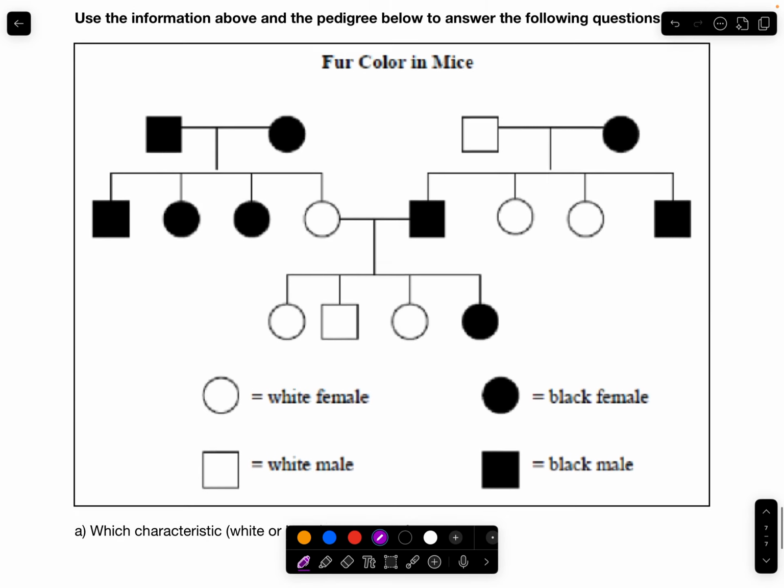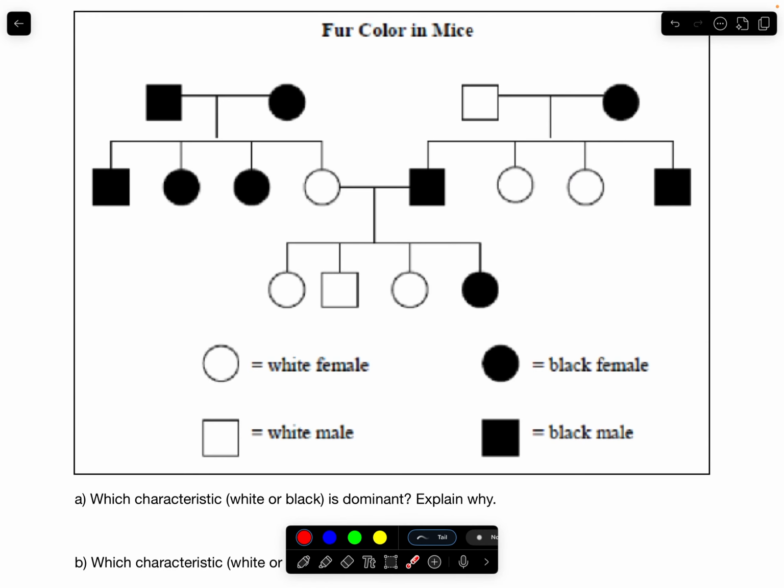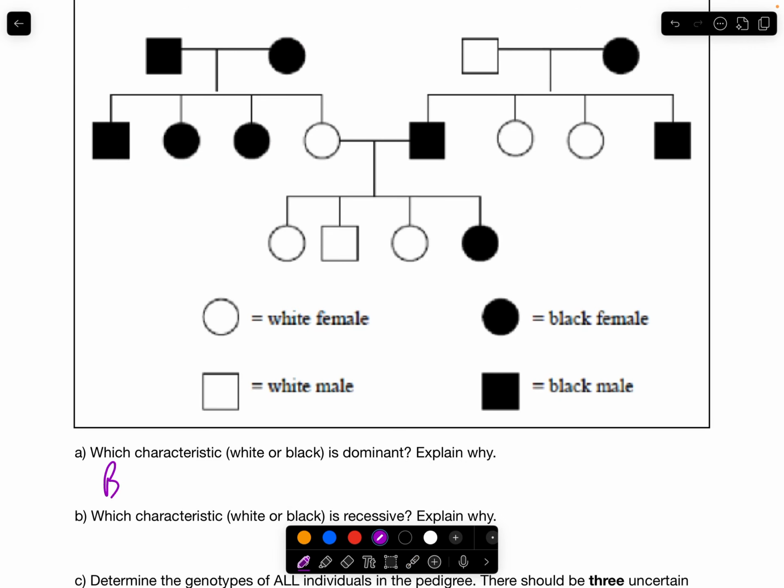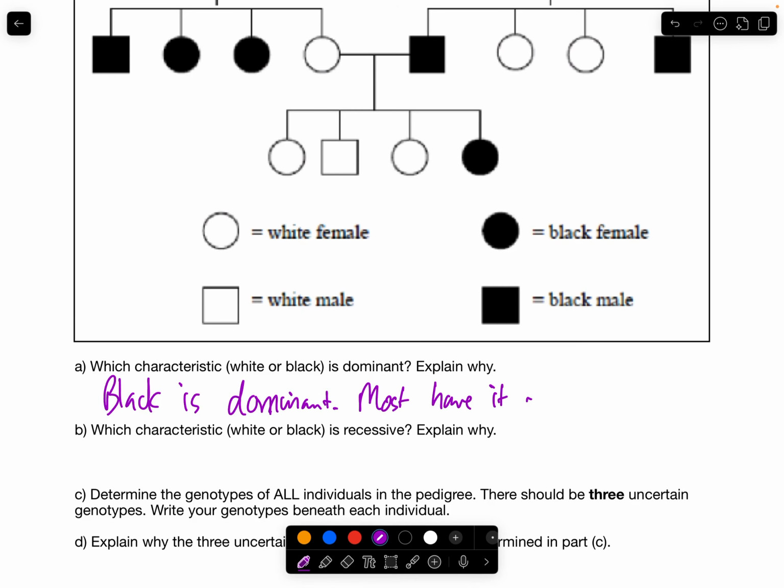Which characteristic, white or black, is dominant? Well, which is the majority? We've got 1, 2, 3, 4, 5, 6, 7, 8, 9, 10, 11, 12, 13, 14, 15, 16. 16 individuals. 1, 2, 3, 4, 5, 6, 7, 8, 9. So I would say black is dominant. Most have it. Which characteristic is recessive? Explain why. White is recessive. The minority are white.